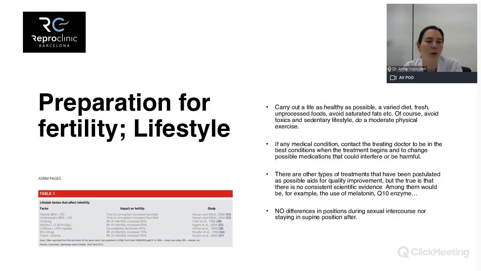So now, preparation for fertility, a little bit of lifestyle. What would I say? In general, carry out a lifestyle as healthy as possible. So varied diet, fresh food, unprocessed foods, avoid toxics, of course, and also avoid a sedentary lifestyle that can have an impact. So do moderate physical exercise. Have a little bit of activity.